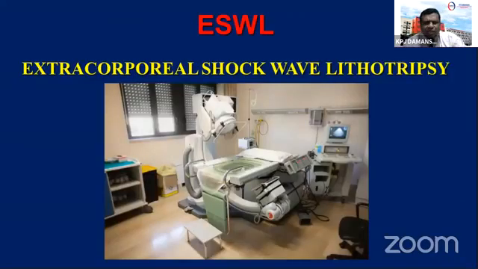Now, this is extracorporeal shockwave lithotripsy, easily known as just shockwave. As you can see here, there's a table where the patient can lie down. And this is the unit, what's known as a lithotripter, where sound waves can be generated to break the stones.